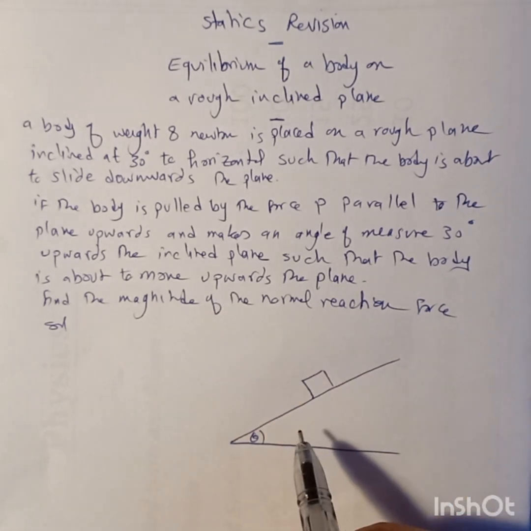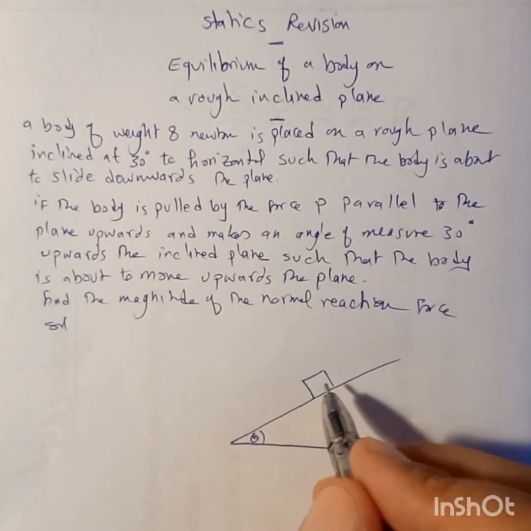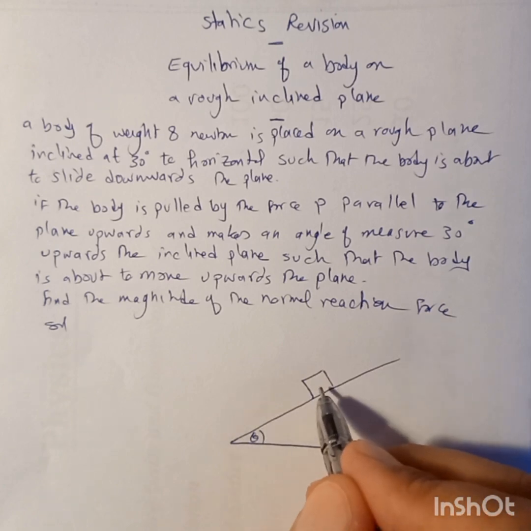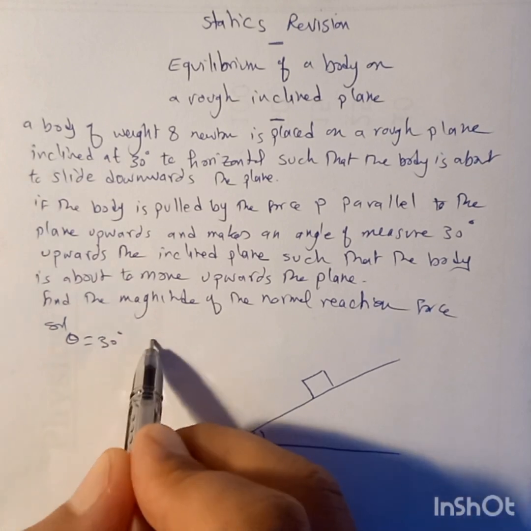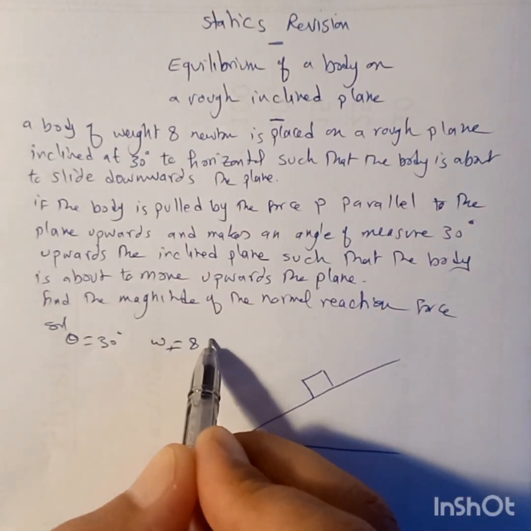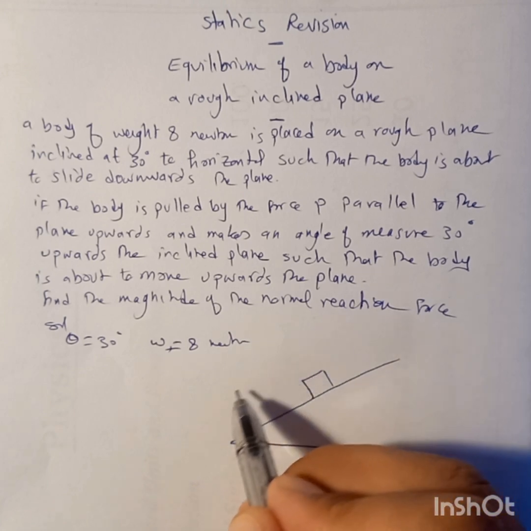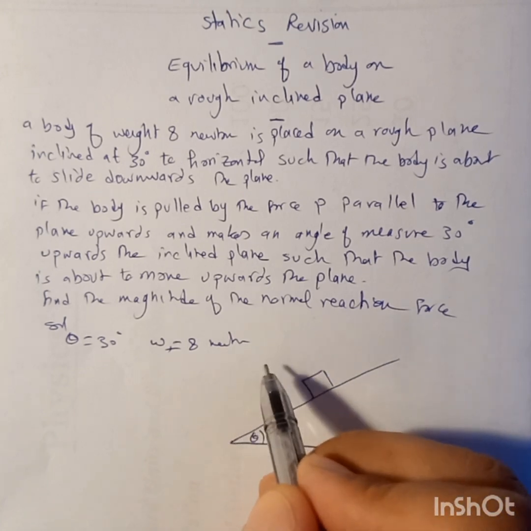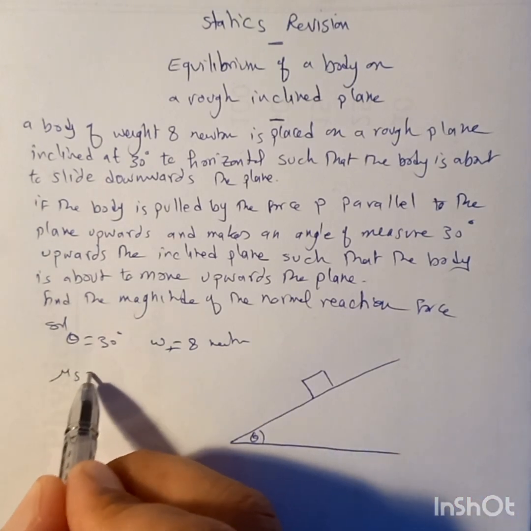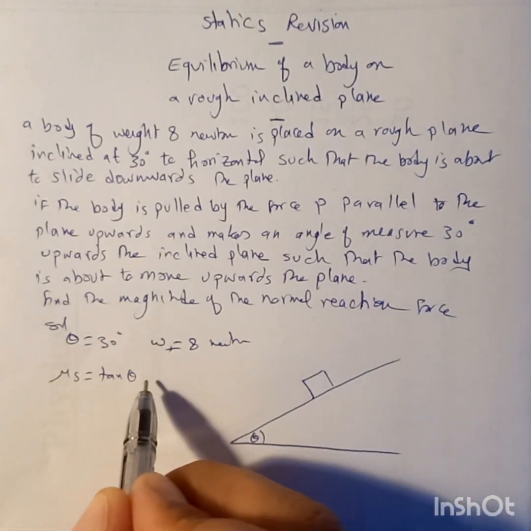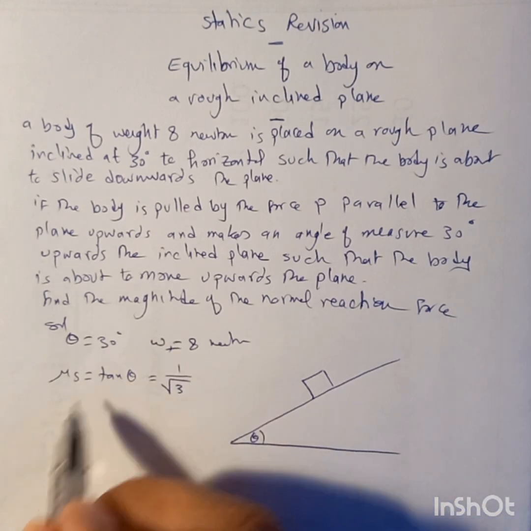Okay, here we have two cases. First one, when the body is placed on this rough inclined plane and theta here is 30 degrees, and W is 8 Newton. In this case, the body is about to slide down towards the plane. As the body is acted upon by its weight only, then here mu s equals tan theta, equals 1 over root 3. This is first case.